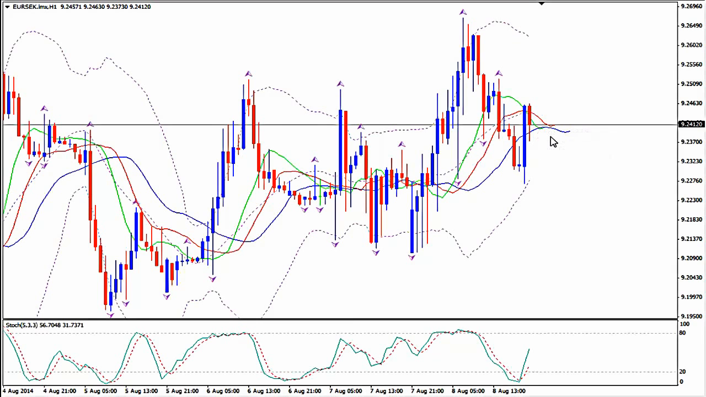line, and while the leading alligator is curved upwards and stochastics confirm that, only then we buy, and we set our take profit target around 9.2602, and our stop loss a few pips below the spike, the tail of this bullish candlestick here.